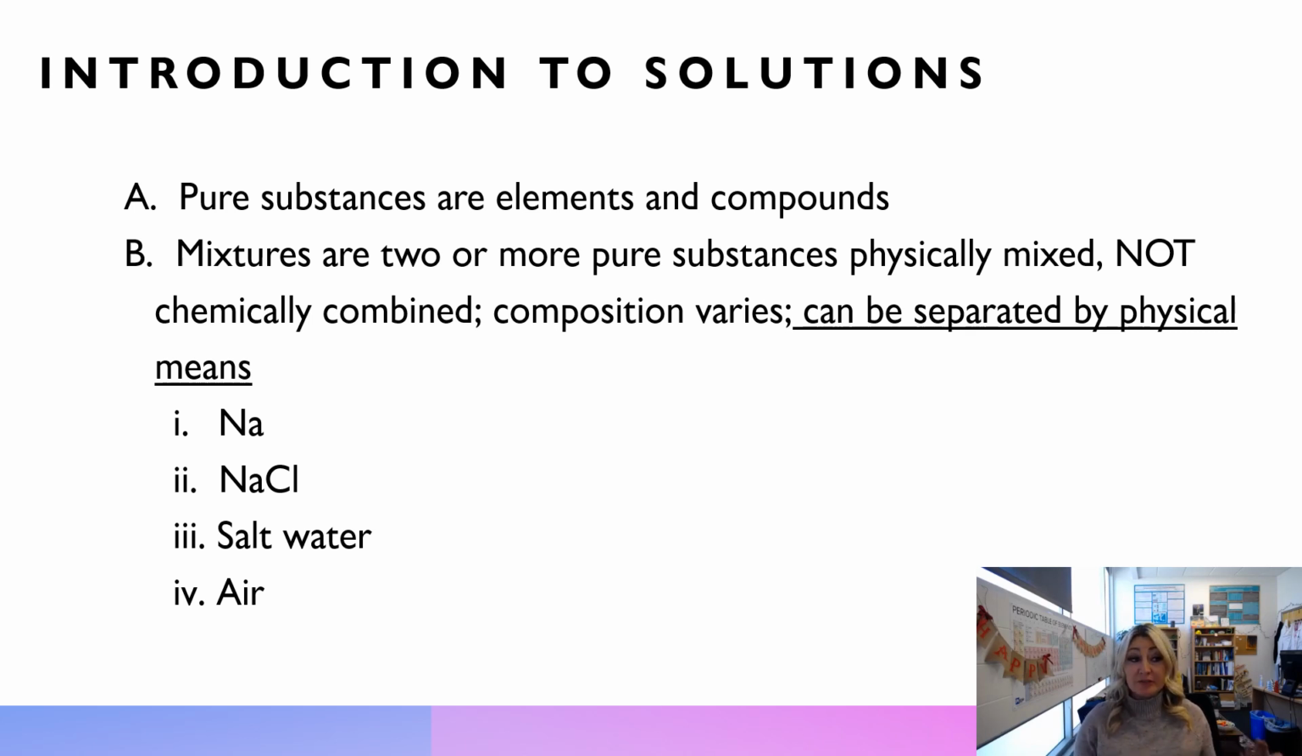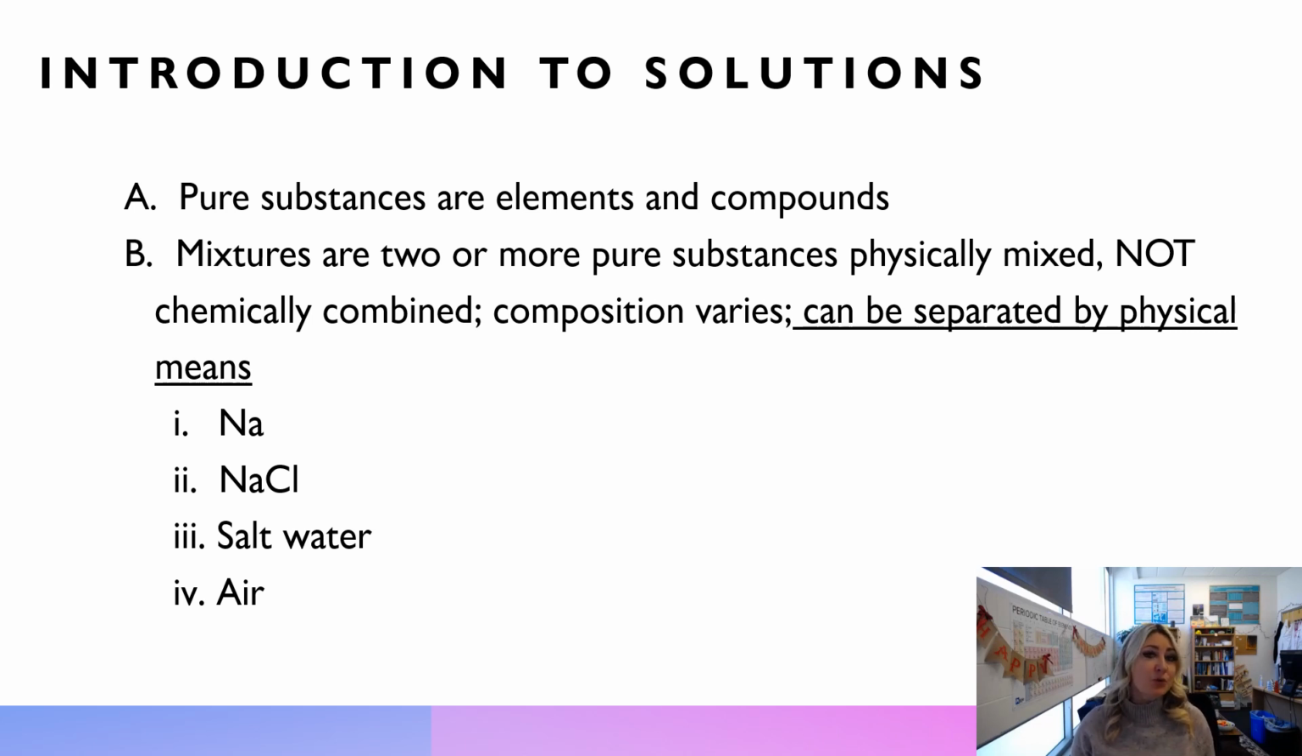We have both pure substances and we also have mixtures. Pure substances are going to be elements and compounds. These are things that have their own physical and chemical properties. They cannot be physically separated from one another. So, for example, sodium is an element. It cannot be separated into a smaller component and still retain the same physical and chemical properties. An example of a compound would be sodium chloride. This is chemically combined. You cannot separate the sodium from the chlorine without using chemical means, and therefore it has its own physical and chemical properties.